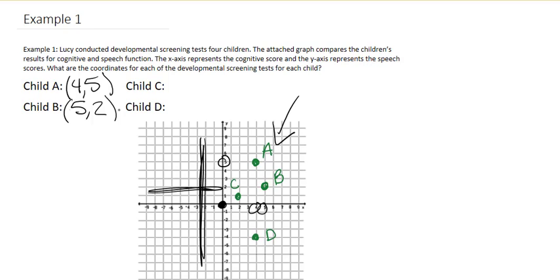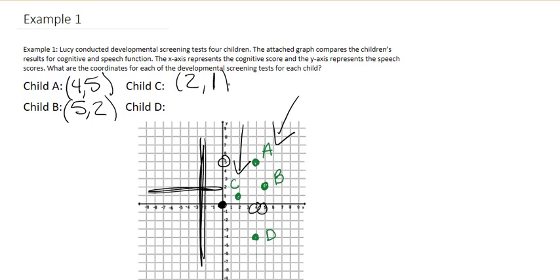So now let's look at C, which is right there. We start at the origin and we go to the right on the x-axis, which is 2 spots. So we would write 2 for the x-axis. Now we look at the y, and we notice we go up 1. So we would write 1 right there. So it's 2, 1 as the coordinate for child C, who also does not have any developmental delays.